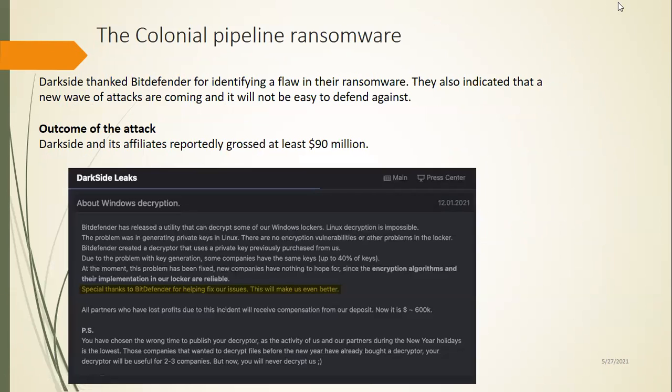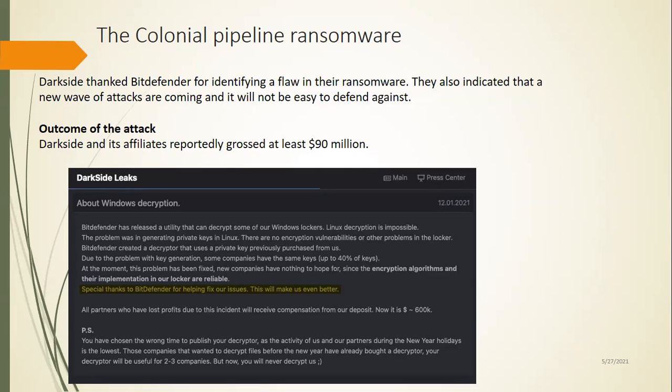But as usual, there was another savior who came along. In fact, this is something that DarkSide did: they thanked Bitdefender for identifying a flaw in their ransomware. They also indicated that a new wave of attacks is coming and it will not be possible to defend against it. So Bitdefender was able to find the key generation to the ransomware, and they were able to save many organizations. Colonial Pipeline got help from it, although we do not know how far they were infected or if they paid the money.